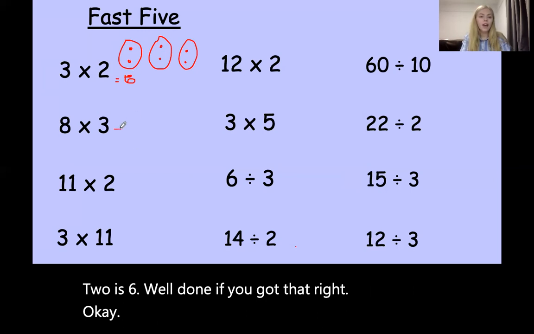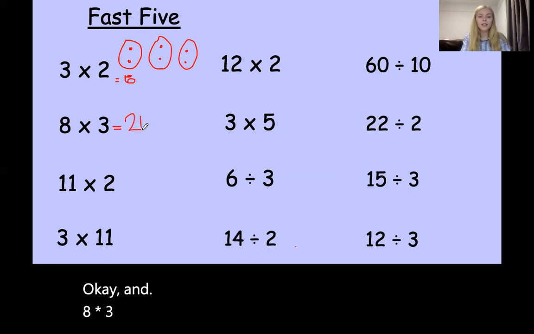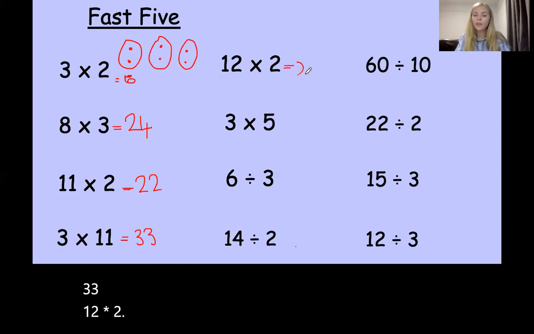Okay, and 8 times 3 is 24. 11 times 2 is 22. 3 times 11, 33. 12 times 2, 24. Okay, and 3 times 5 is 15. Okay, well done if you got those right.